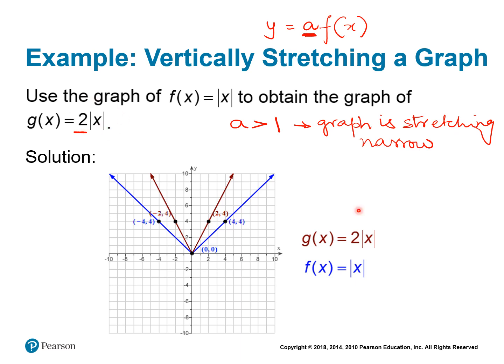Same thing here. When x is 4, the y value is 8. Where's 8? Somewhere here. So that's why the red graph, the transformed graph, is rising faster than the original function. Why? Because we are multiplying each of the y values by a quantity which is greater than 1. So the result is vertical stretching of the original graph.